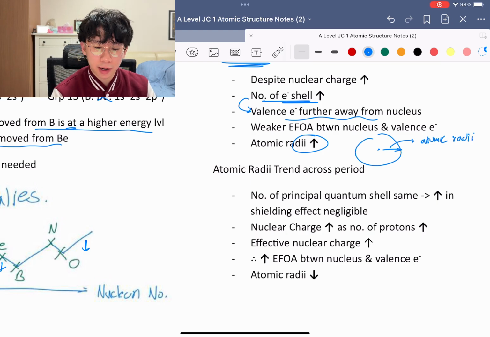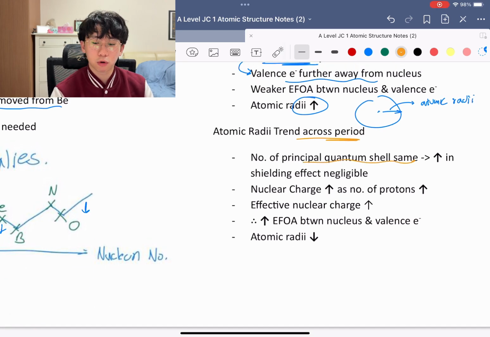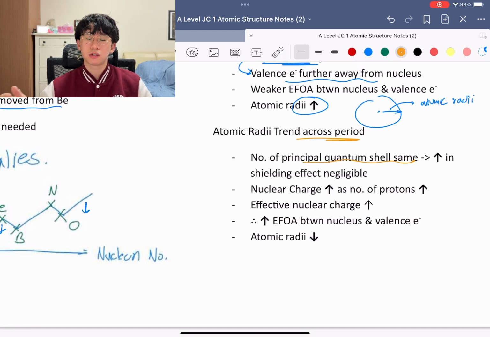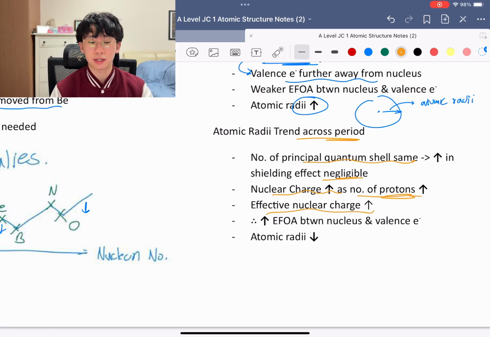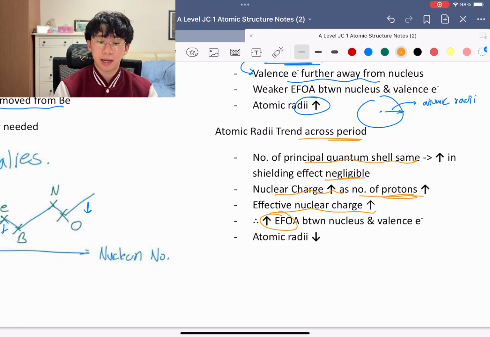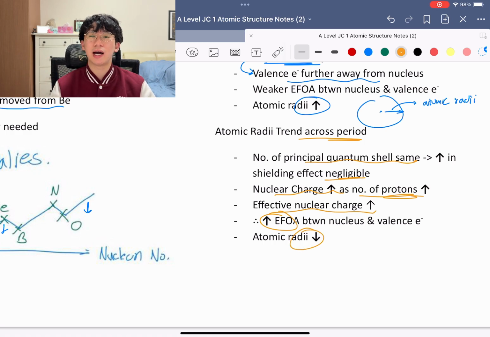So you can see there are parallels between ionization energy and atomic radii. Okay, how about across the period? It's also using the same explanation, where the number of principal quantum shells is roughly the same. So the increase in shielding effect is negligible. And then we look at the next factor, which is nuclear charge. Nuclear charge increases because the number of protons increases, and therefore effective nuclear charge increases, and therefore the attraction strength increases, and because of that, it's like pulling the electrons closer to the nucleus, so the atomic radii is going to decrease.